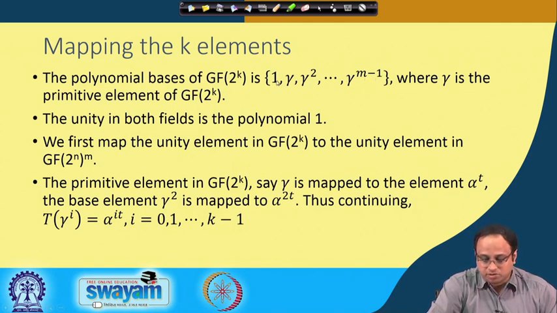Okay. So maybe you should make a correction here. This m will be k. Because in GF(2^k) there are k basis vectors. There is this m, which is a wrong thing, so maybe you should correct it. So I mapped all the k elements here by this transformation.